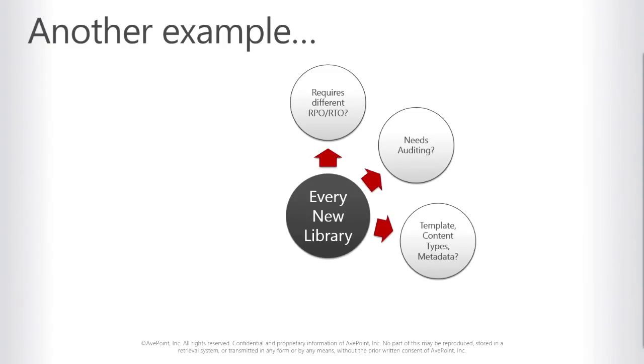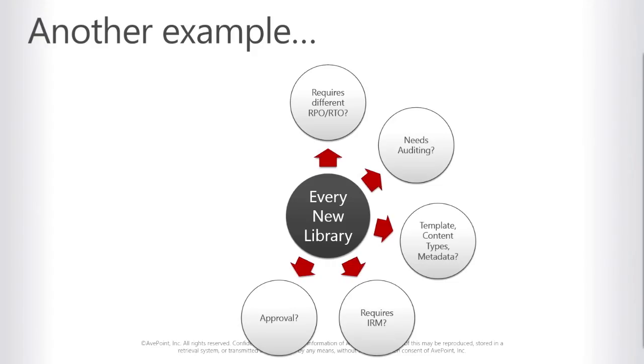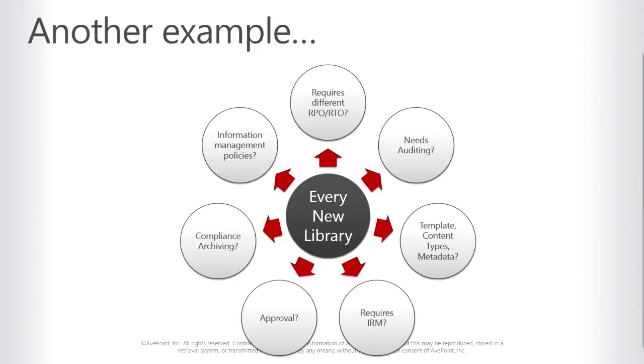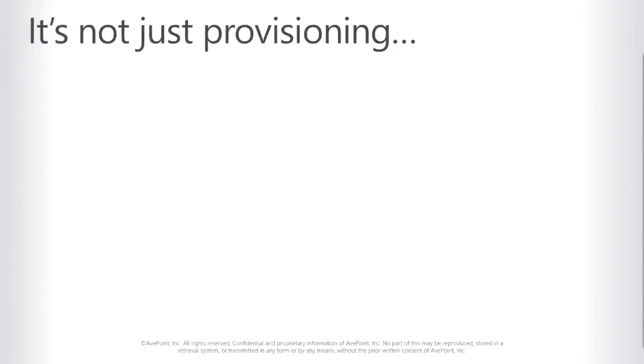If an end user needs a document library, they're going to go in and click, I need a document library, not necessarily the one that has the specific content types. Do we require IRM? Again, it's sensitive content. Compliance concerns, information management. And again, this is over the life cycle of the site as well. So again, all of these policies, they keep adding up. And it's not just on the provisioning side of things.